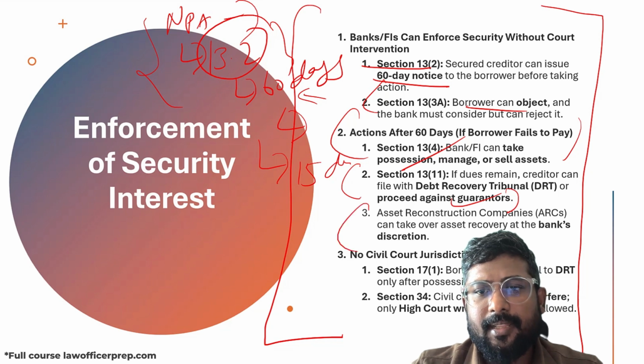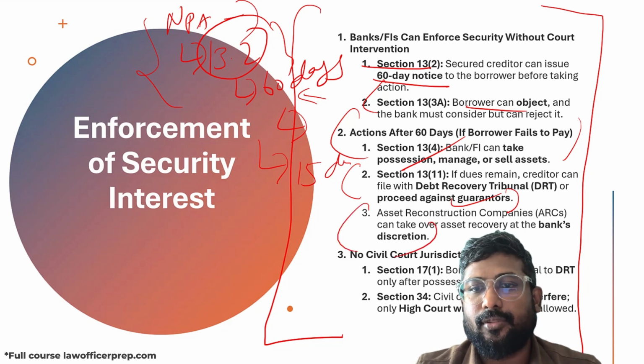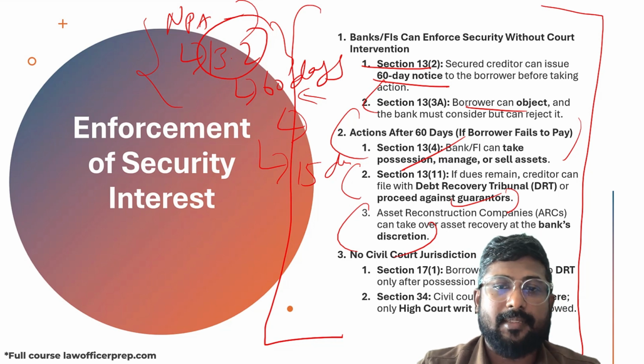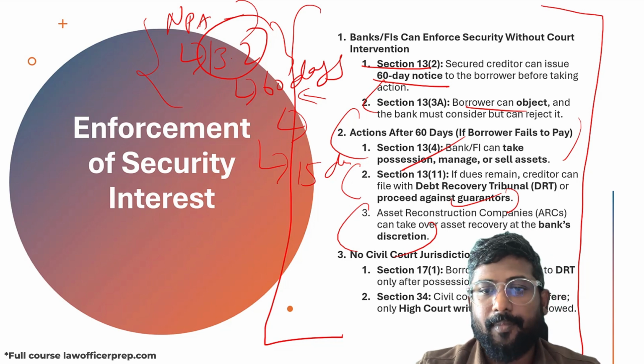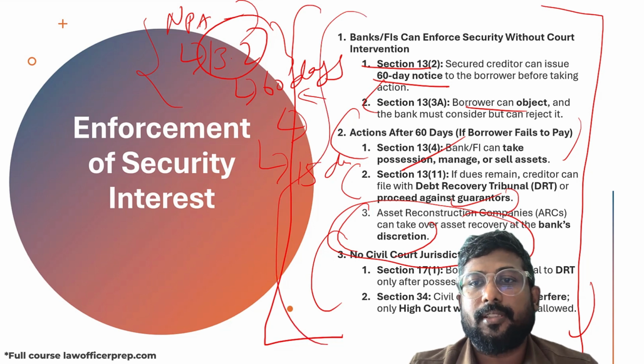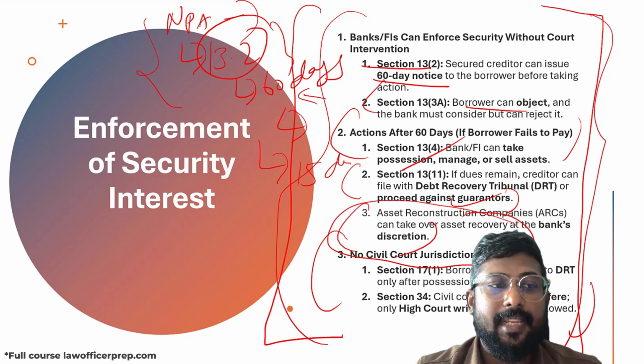And either they can sell the other remaining assets. In case the bank does not want to use the SARFAESI Act, they can sell it to the ARCs for the bank's recovery. And remember, no civil jurisdiction. The civil court jurisdiction is not applied. And in case, in any of these processes, the borrower suffers any injustice, then they have to approach only DRT.